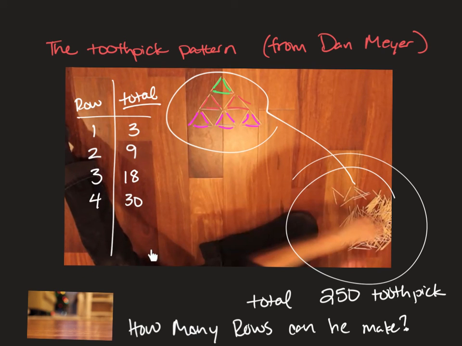The question is, at what point will he have, somewhere over here, probably further down, will he have used all 250 toothpicks? Your answer does not have to be a whole number. It's just wherever you end up. Let me know if you have questions.